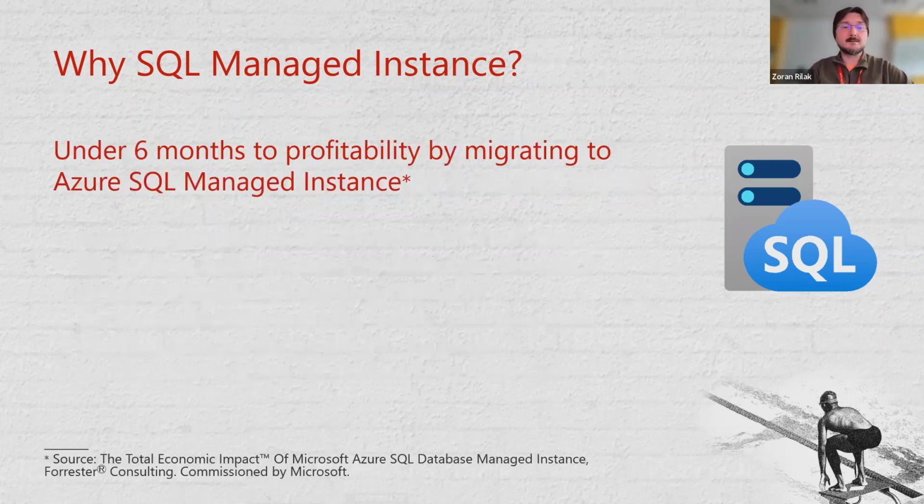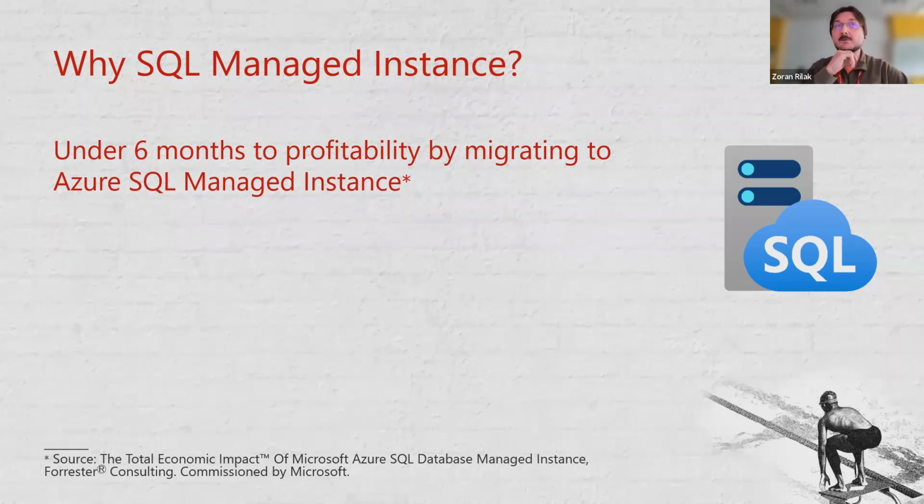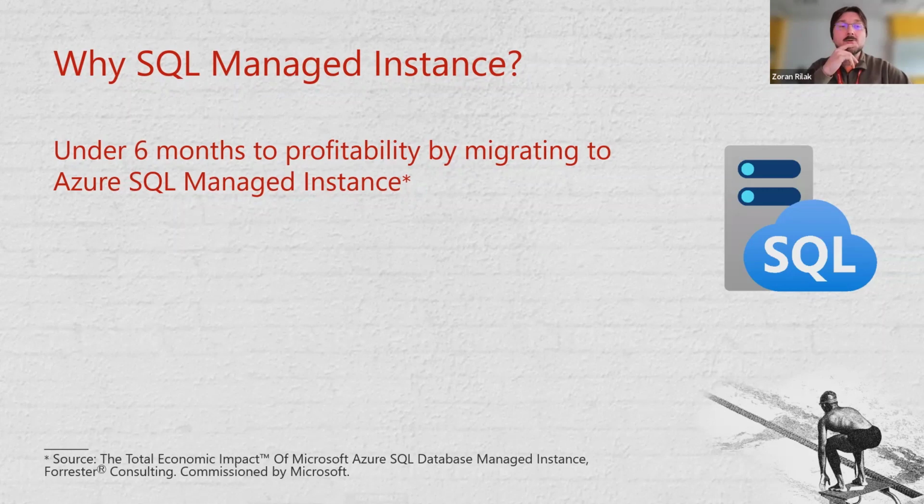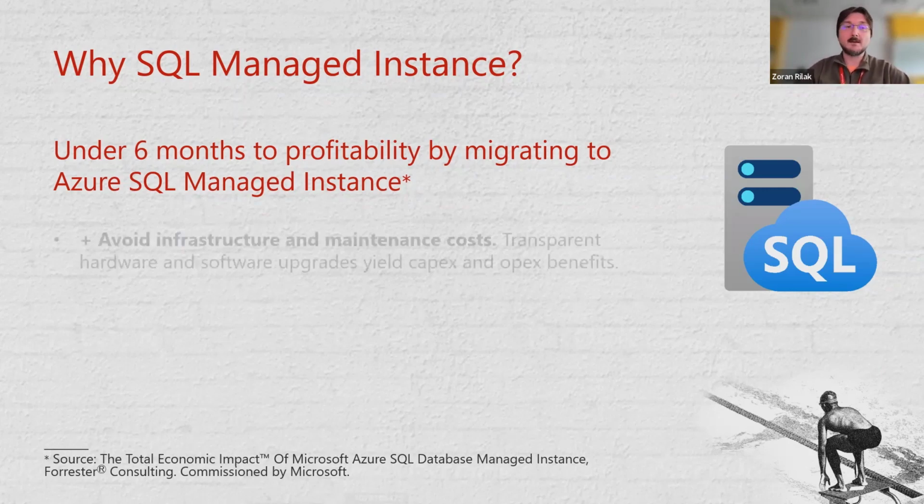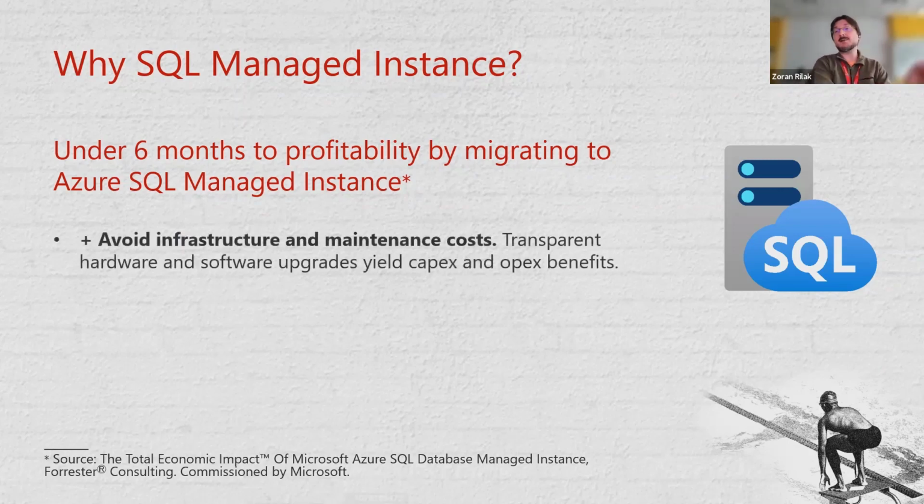There is a recent study published by Forrester that shows that for a specific group of top-tier or strategic customers who have migrated from on-premises to Azure SQL Managed Instance, on average, they took under 6 months to reach profitability by migrating to SQL MI. And the reasons why they were able to do this are three positive reasons, right?